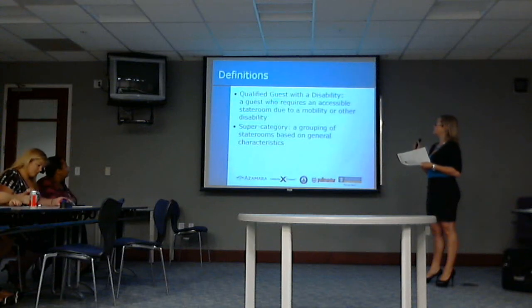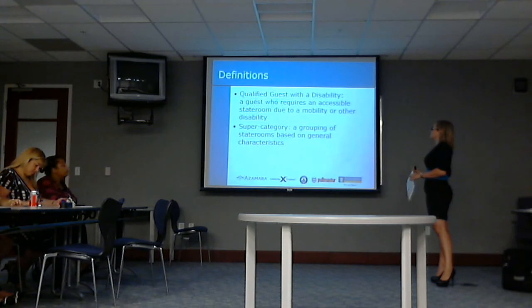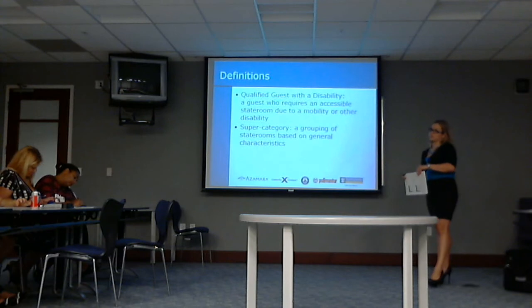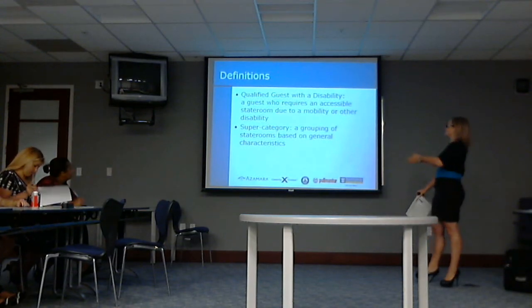Review some of the key definitions. First, we're going to go over the qualified guest with a disability. It's a guest who requires an accessible stateroom due to mobility or other disability. So that's not somebody who just wants a larger stateroom at a cheaper rate. So obviously somebody has to have some sort of disability.